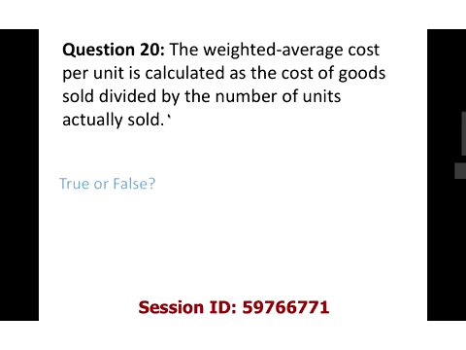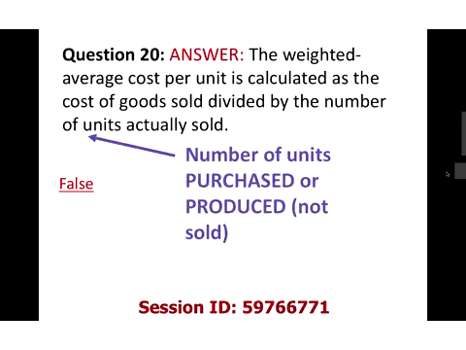Okay, I'm going to shock a bunch of you looking at the results, and I would expect to on this one. The weighted average cost per unit is calculated as the cost of goods sold divided by the number of units actually sold. That is not right. It's by the number of units actually purchased or produced, not sold. So watch that. It's one word different, but it means a whole lot. You don't divide by the number of units you sold. You take your total available and divide by the total number of units available, which is purchased or produced. So make sure you're not falling for the sold trick there.